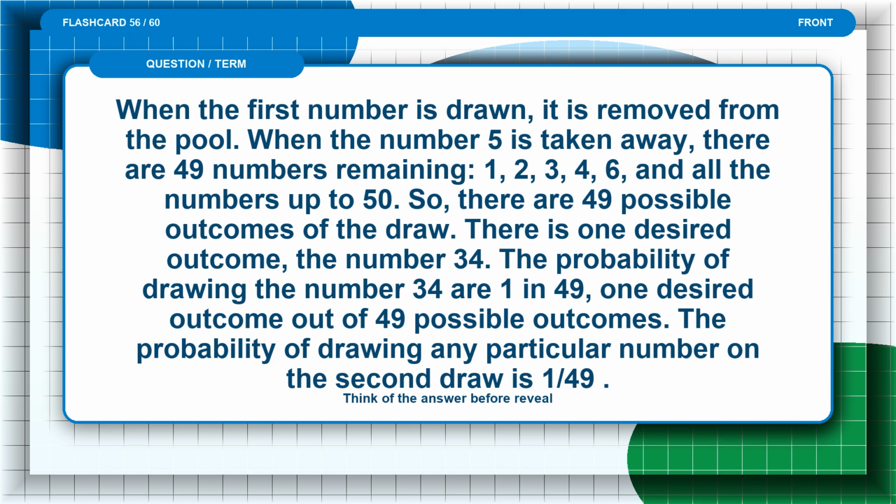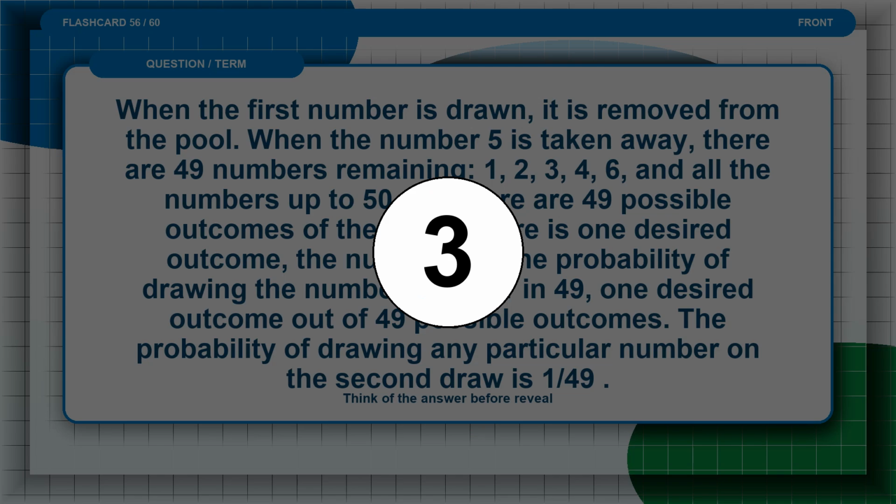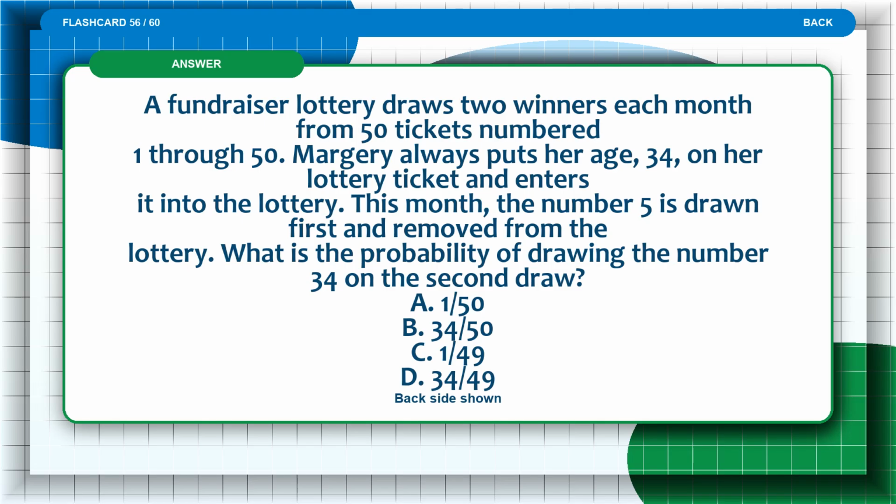Think of the answer before the reveal. The answer is: a fundraiser lottery draws 2 winners each month from 50 tickets numbered 1 through 50. Marjorie always puts her age, 34, on her lottery ticket and enters it into the lottery. This month, the number 5 is drawn first and removed from the lottery. What is the probability of drawing the number 34 on the second draw? A, 1/50; B, 34/50; C, 1/49; D, 34/49.